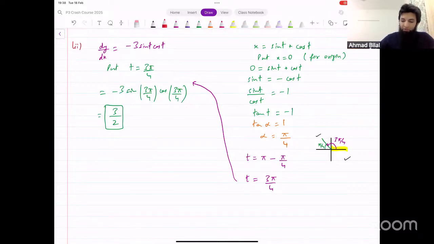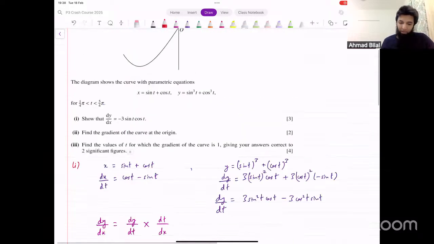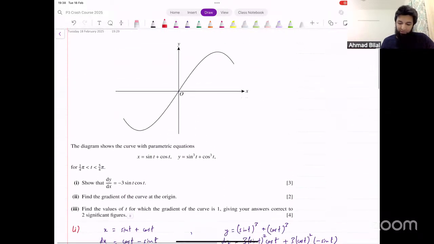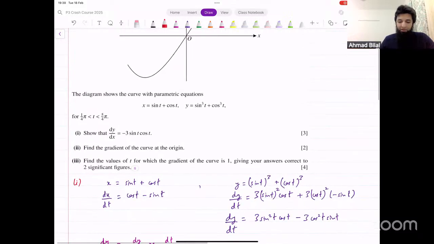That was part 2. Let's look at the next one now, part 3. Part 3 says, find the values of t for which the gradient of the curve is equal to 1. Okay, so now the gradient has to be equal to 1. Give the answer correct to two significant figures. The gradient of the curve is given by dy over dx. They are saying the gradient should be 1. So we put dy over dx equal to 1 in this case and find the value of t from that.